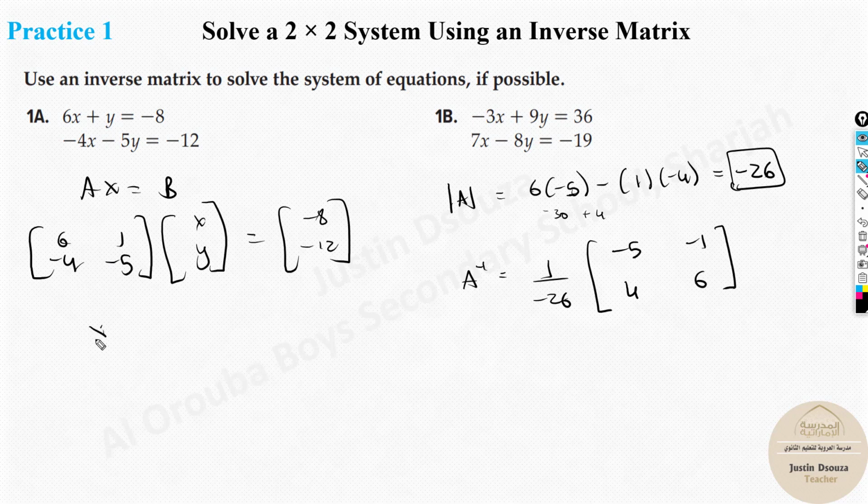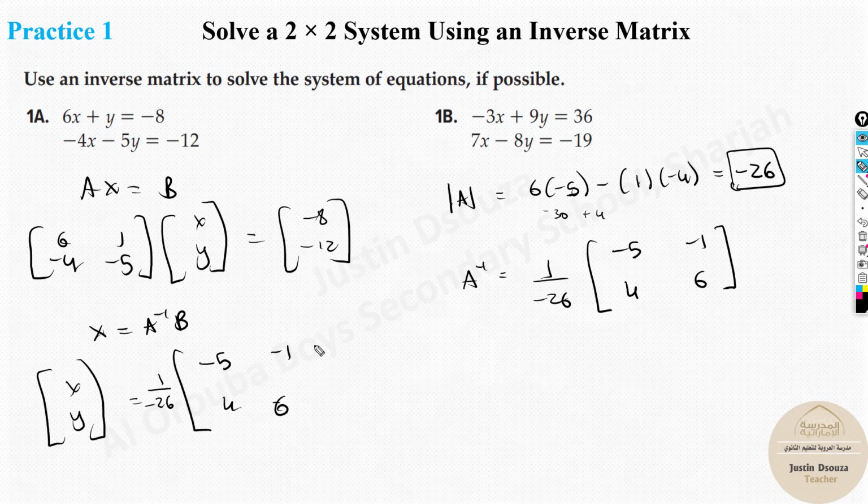Now remember the formula to find x is A inverse B, isn't it? So what we do is x and y over here, let's write the inverse matrix. Now don't multiply this 1 by negative 26 inside now, we can do it later. Minus 26, let me write it like that. Let me multiply first with simple numbers and then let me change it. So this is the inverse matrix, and what about the B? It's minus 8, minus 12.